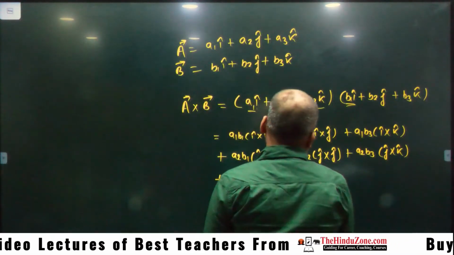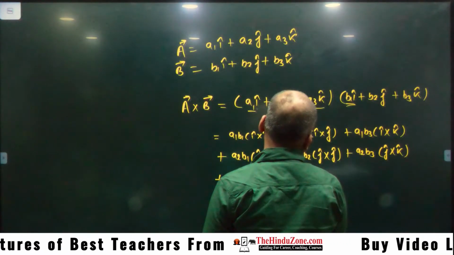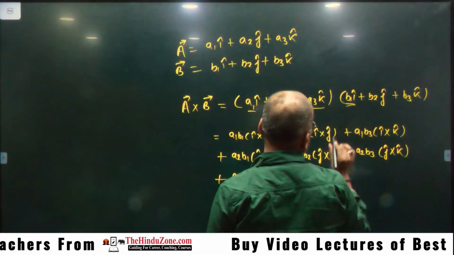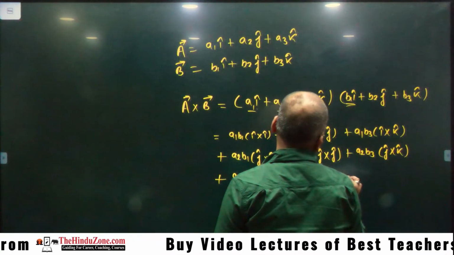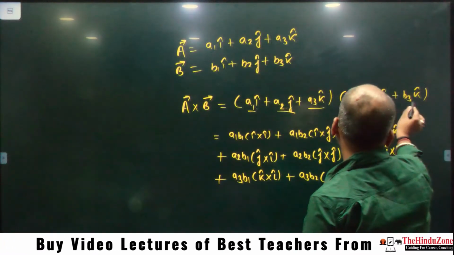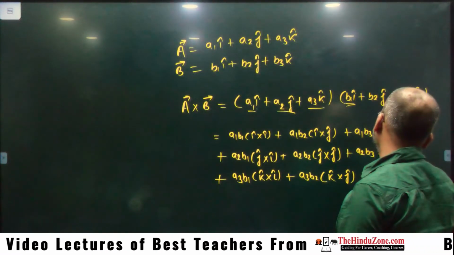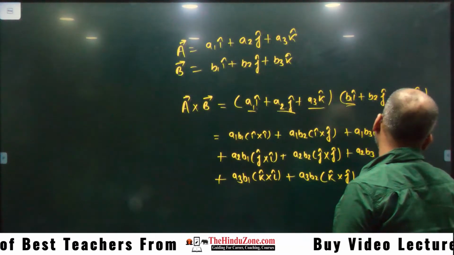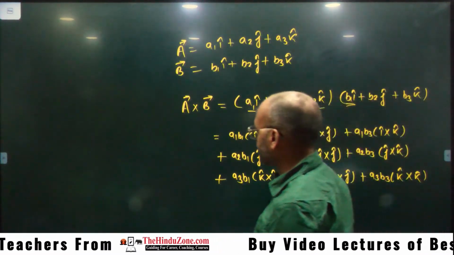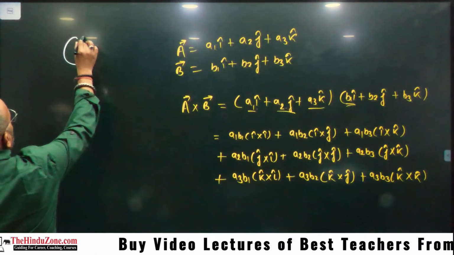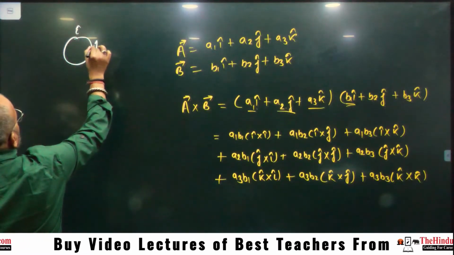Plus A3 K cap and B2 J cap, so A3 B2 K cross J. Plus A3 K cap and B3 K cap, so A3 B3 K cap cross K cap. I J K.